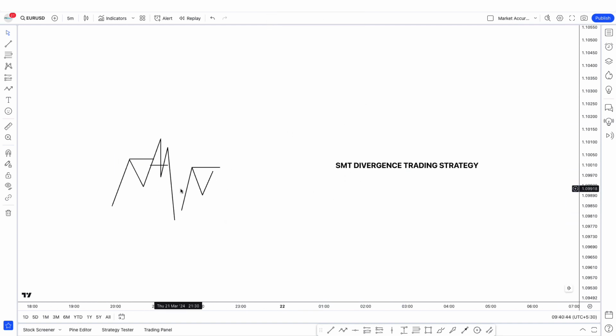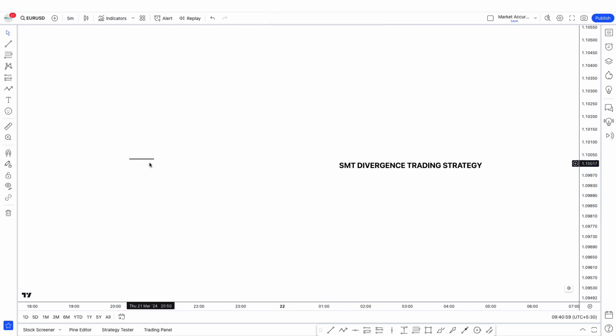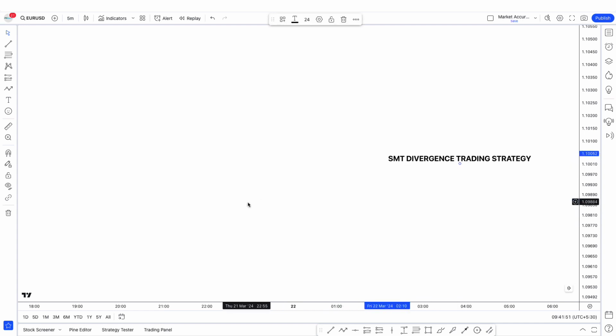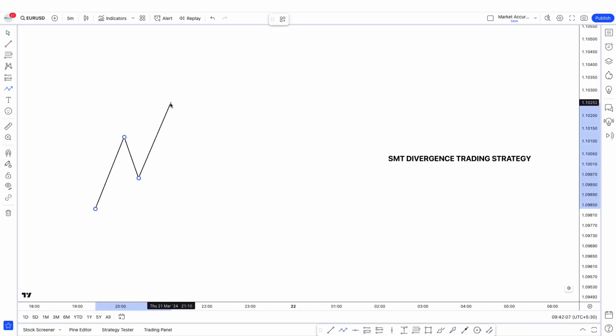Alright. Now, I've also taught you guys the ABC trading strategy on this channel. When you combine ABC with SMT divergence, it's going to make your win rate go way higher. I'm not saying that too much, but it's going to be incredible. In the ABC strategy, we look for A, B, C, and then we wait for market structure shift, and then we take our entry.